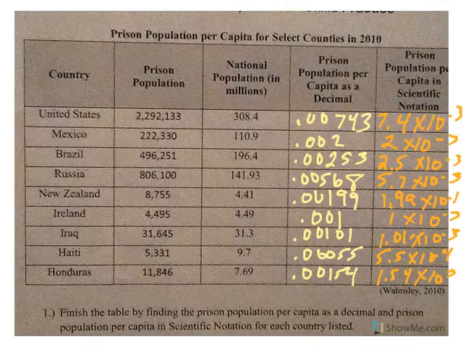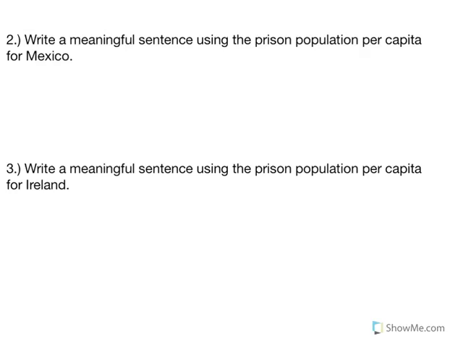Okay, hopefully the rest of that table makes sense and you can read my handwriting. You'll notice that Haiti is the only one that has an exponent that's not negative 3 when it comes to scientific notation. All the rest of them are a number to the negative third power. So Haiti has a lower percentage of people in prison than the rest. So let's go answer some questions.